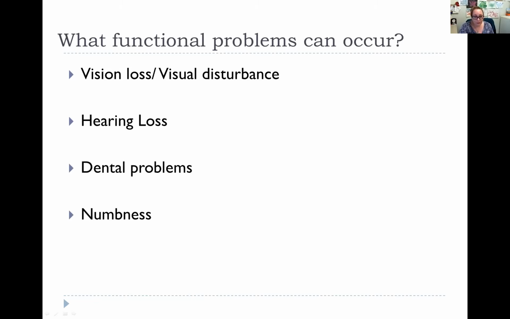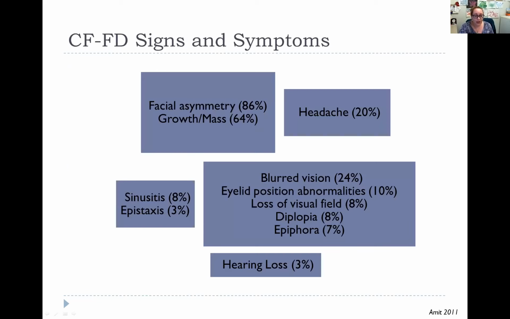So here are some of the functional problems that I'll be talking about. I found this article from back in 2011, which is one of the few papers that had a patient population where they reported the prevalence of the signs and symptoms. Essentially, most were complaining of some kind of facial asymmetry or mass, followed by those complaining of headache. But you can see here that about 24% of these folks, and this was an otolaryngology or ENT clinic, so there's probably an abnormal grouping of people with these findings. So there's a bit of bias here, but about 24% were complaining of some kind of blurred vision, eyelid abnormalities, loss of visual field, diplopia, which is double vision, epiphora, which is tearing of the eyes, and then sinusitis, epistaxis, which is nosebleeds, and hearing loss was documented at 3%.